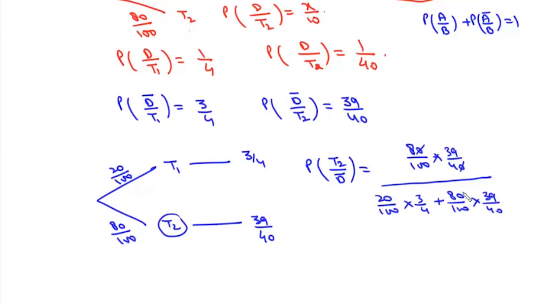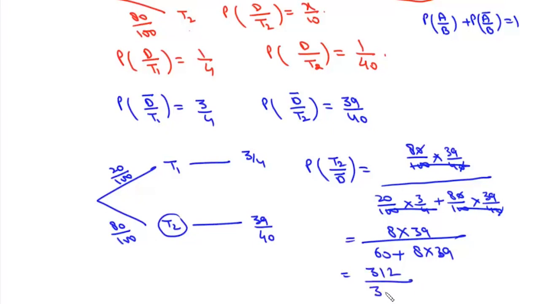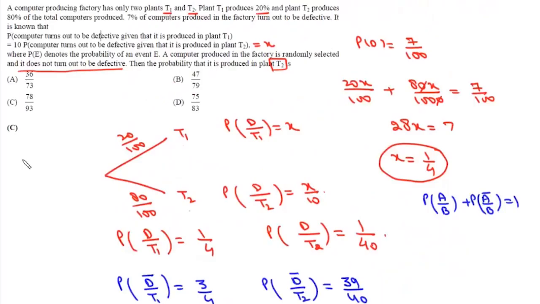Now the zeros will cancel. We'll cancel this 400. So it will be 8 into 39 upon 60 plus 8 into 39, which is 312 upon 372, which is 26 by 31. So it is 26 by 31, or if we multiply it with 3, we'll get this as 78 upon 93, and that's your option C.